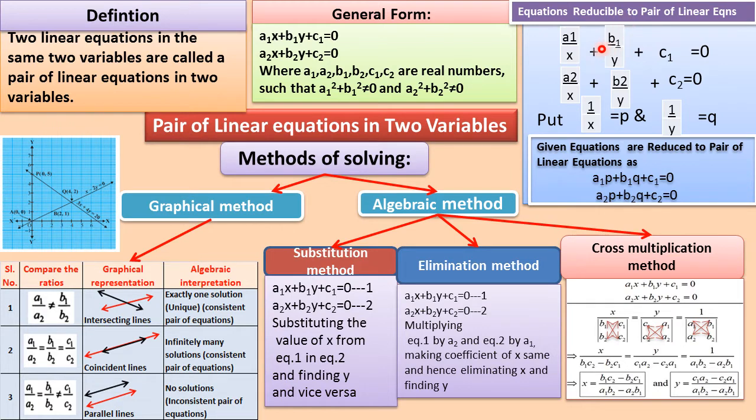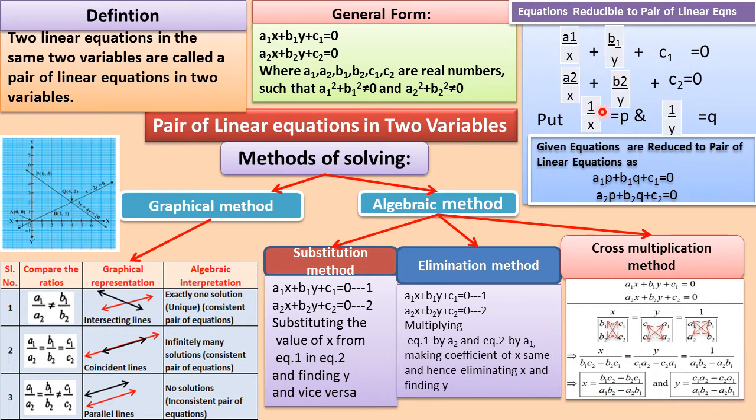Sometimes in the given problem, it will not be in the general form, it will not be in the linear form. A linear pair of equations should look like this: a1x plus b1y plus c1 equal to 0 and a2x plus b2y plus c2 equal to 0. But sometimes it will be like this: a1 by x plus b1 by y plus c1 equal to 0, a2 by x plus b2 by y plus c2 equal to 0. So they are not in the linear form.